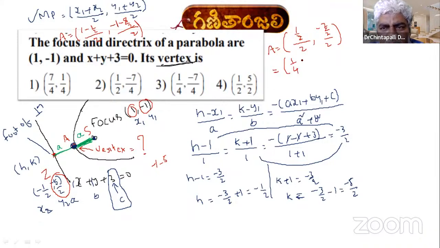So the answer is 1 by 4. 1 by 2 by 2 is 1 by 4, minus 7 by 2 by 2 is minus 7 by 4, right? Yes, sir.